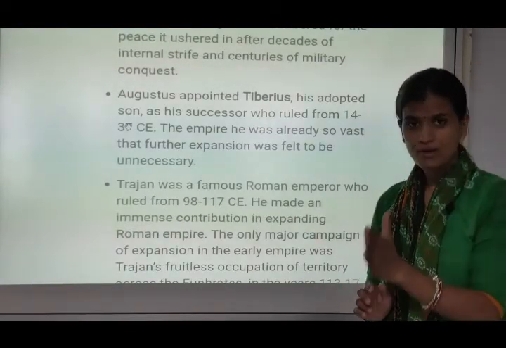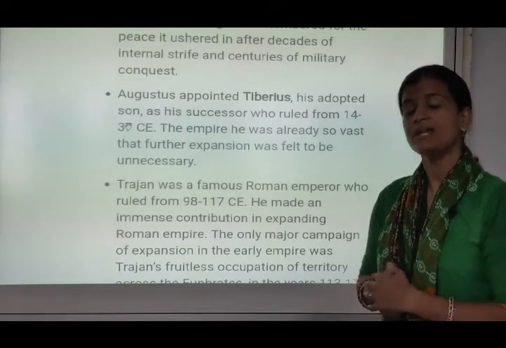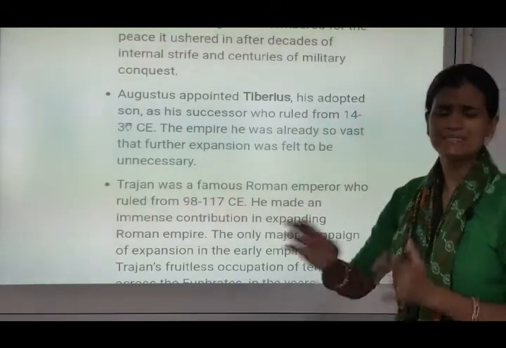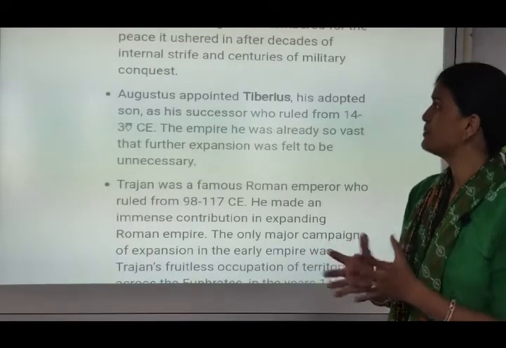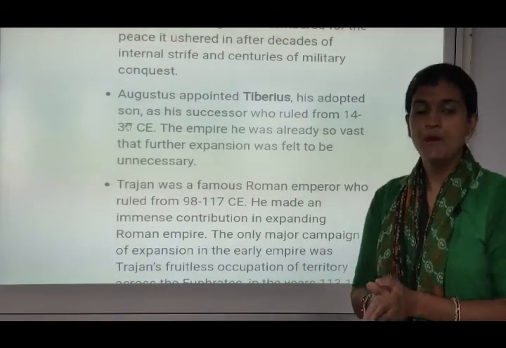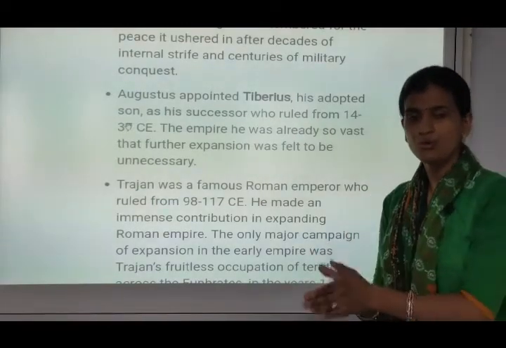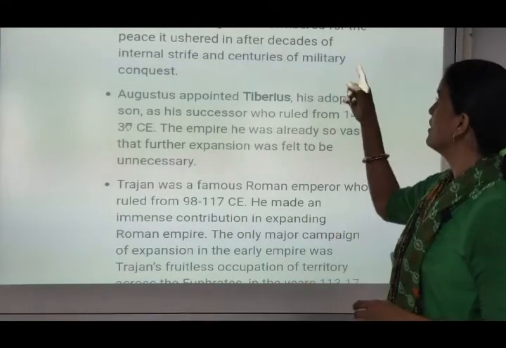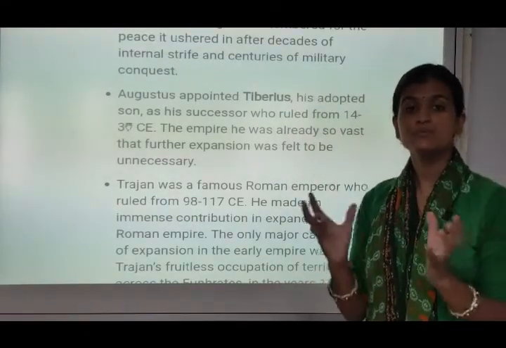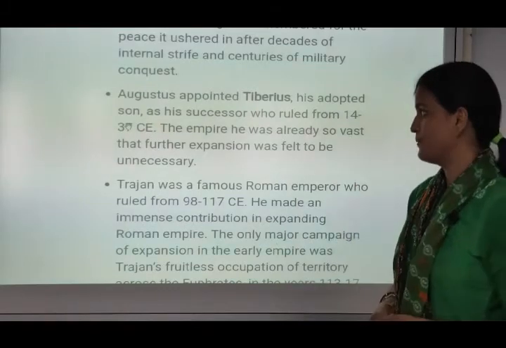It means before Augustus became the emperor, what happened? There was military conquest, there were military problems, army problems, there was internal strife also. But after Augustus came into rule, what happened? There was peace ushered in. Okay, peace was there in the Roman Empire.